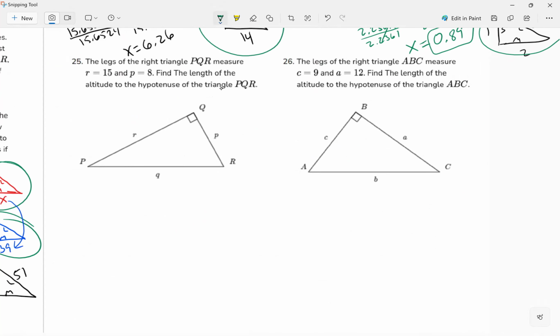The legs of the right triangle PQR measure 15 and 8. Find the length of the altitude to the hypotenuse of the triangle PQR. So this right here, let me call it X.